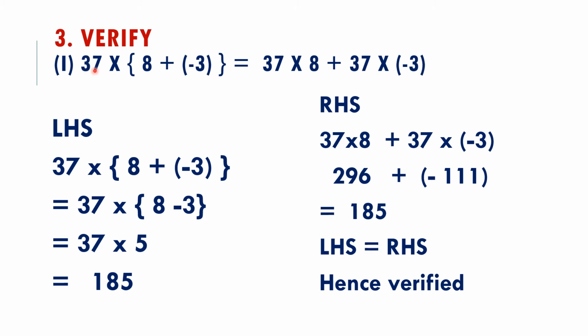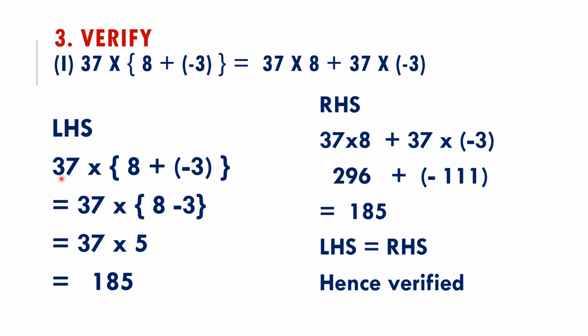See 37 is outside the bracket. So we are multiplying 37 with 8 and 37 with minus 3, and we are putting the plus sign in between. So 37 into 8 plus 37 into minus 3. So we are using distributive law. So we are just proving that distributive law is correct. So let us take the left hand side here.